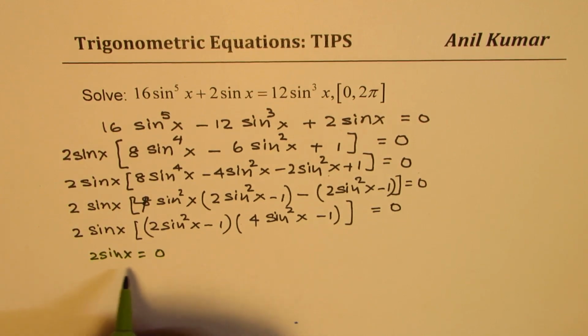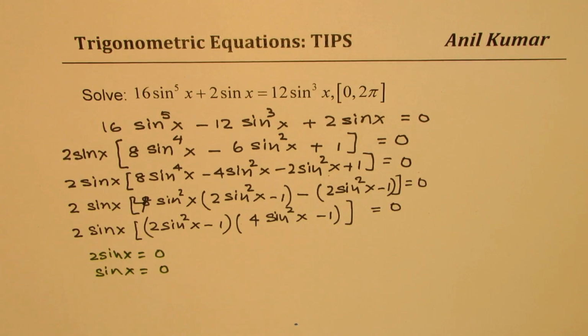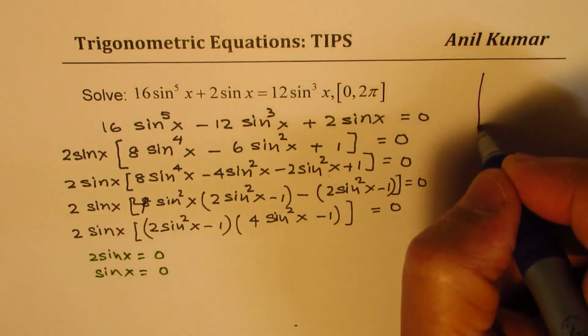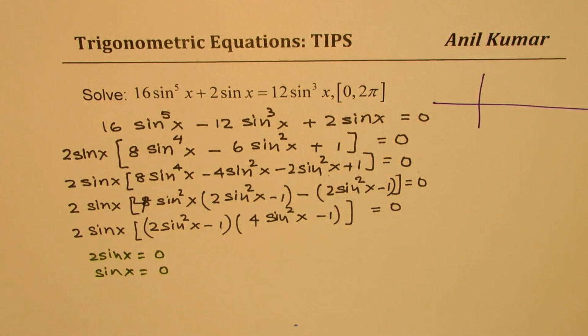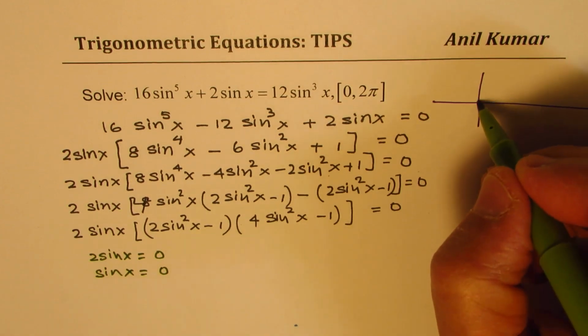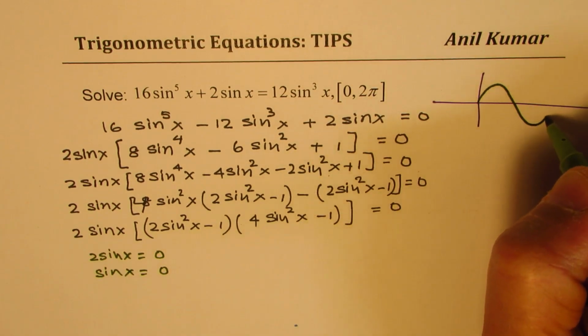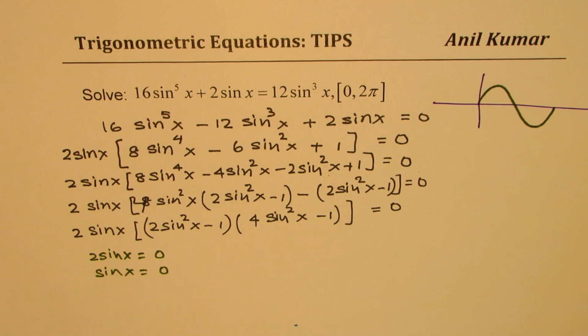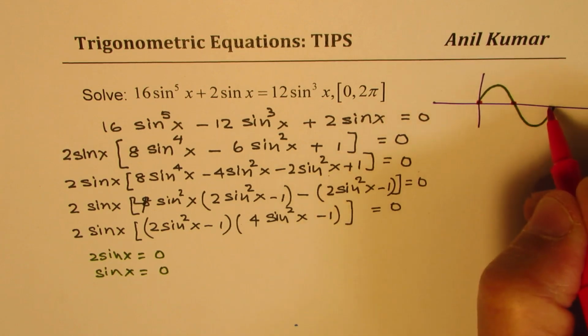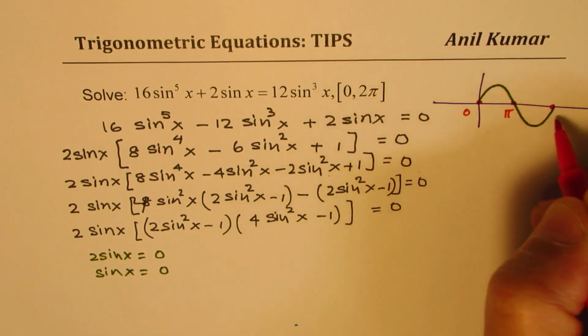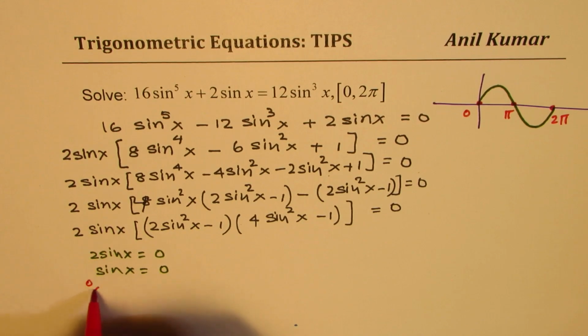equals 0. So that gives you when sine x is equal to 0, correct? We are talking about the domain between 0 to 2 pi. So let's try to understand that also. So here's a sine curve. In the domain 0 to 2 pi, sine x equals 0 will have 3 solutions, correct? Which is at 0, pi and 2 pi. So we get these 3 solutions, 0, pi and 2 pi for x, correct?